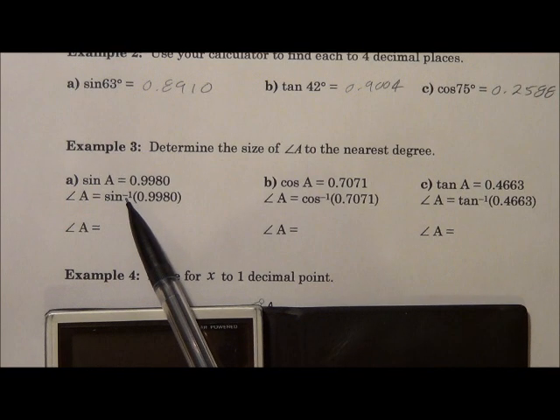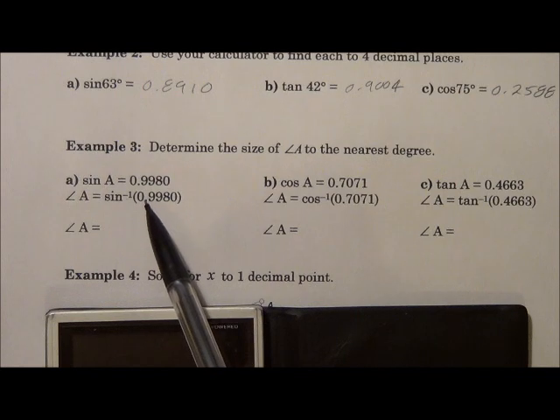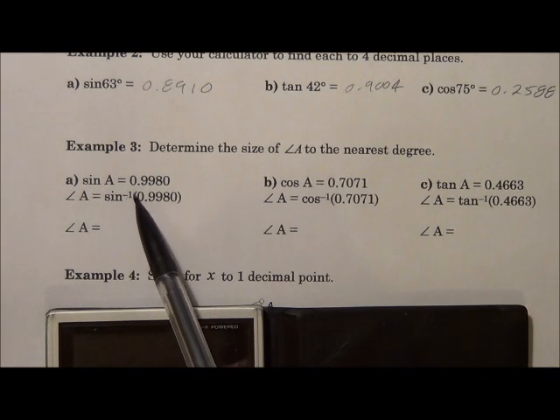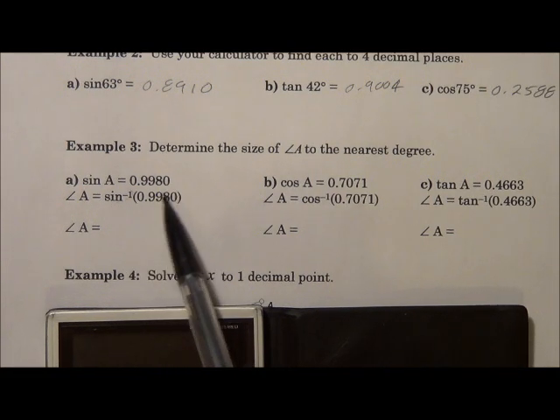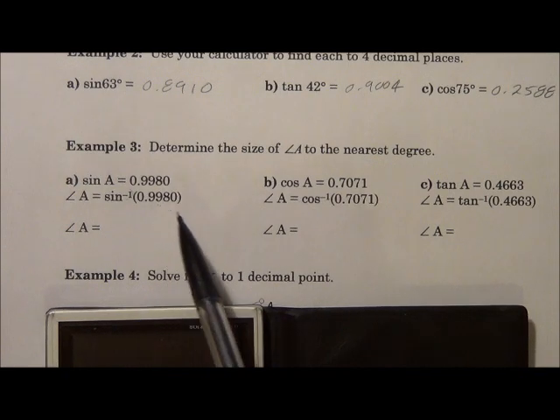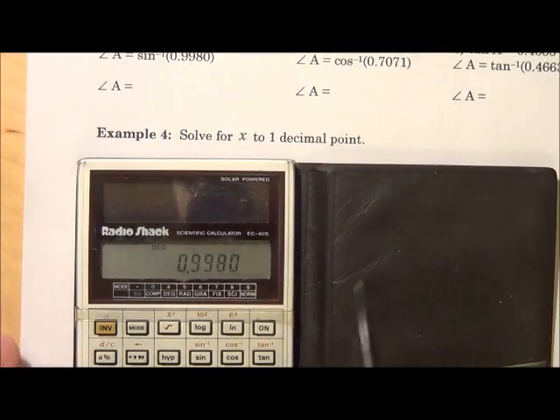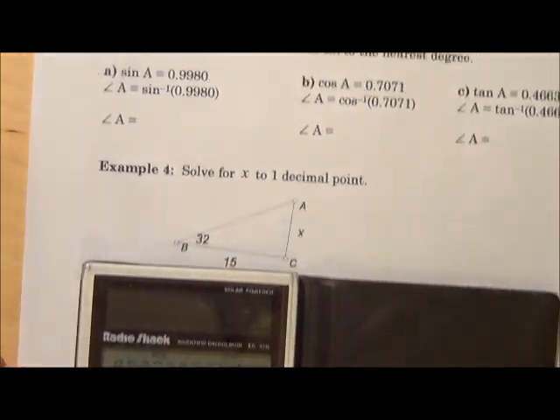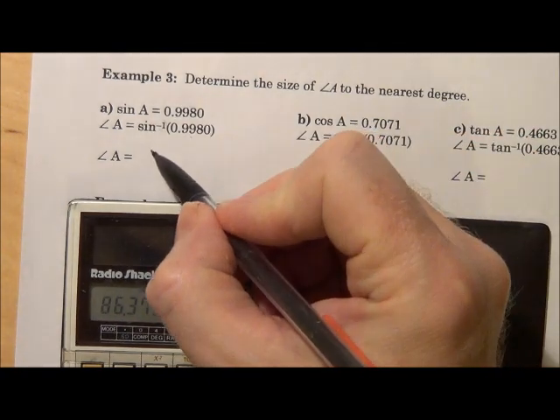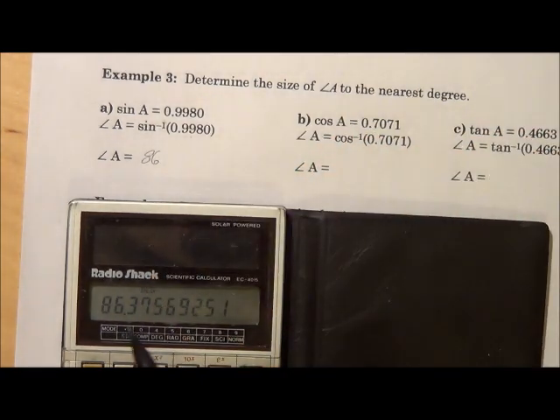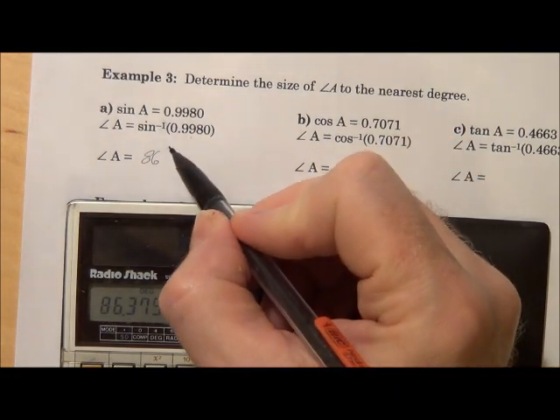That does not mean it's a negative exponent. It doesn't mean that this is 1 over 0.9980, i.e. the reciprocal of that. This notation is just the inverse sine in order to find what angle that corresponds to. So when you put the value in, hit inverse and then sine, and it'll give you the angle. In this case, the angle is, to the nearest degree, 86 degrees. So it's 86.375, and we'll just round to 86 degrees.